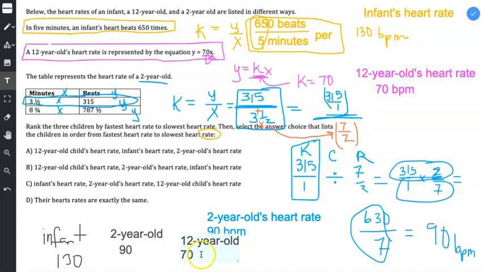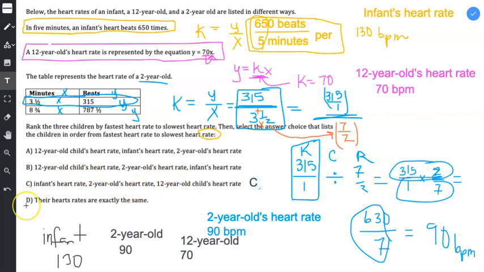Fastest to slowest. I'm just checking my work. So it should be the infant, the 2-year-old, and the 12-year-old. So fastest to slowest, 12-year-old, then infant, no. 12-year-old, then 2-year-old, no. Infant, 2-year-old, 12-year-old. Good, that's what we said. So letter C should be the answer.